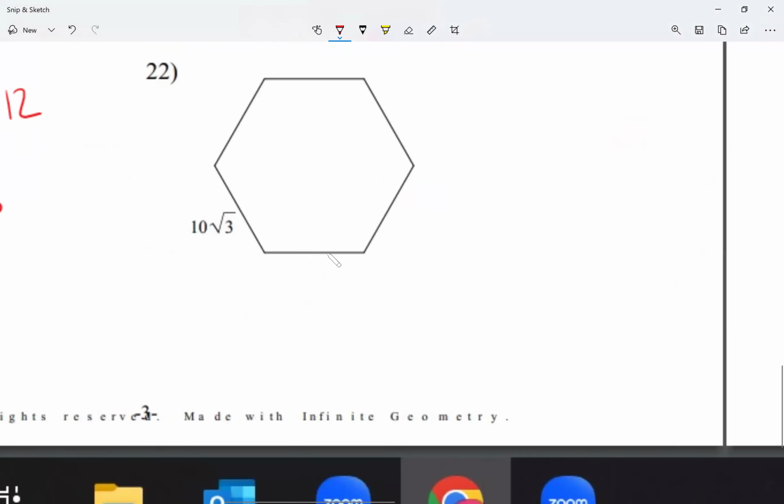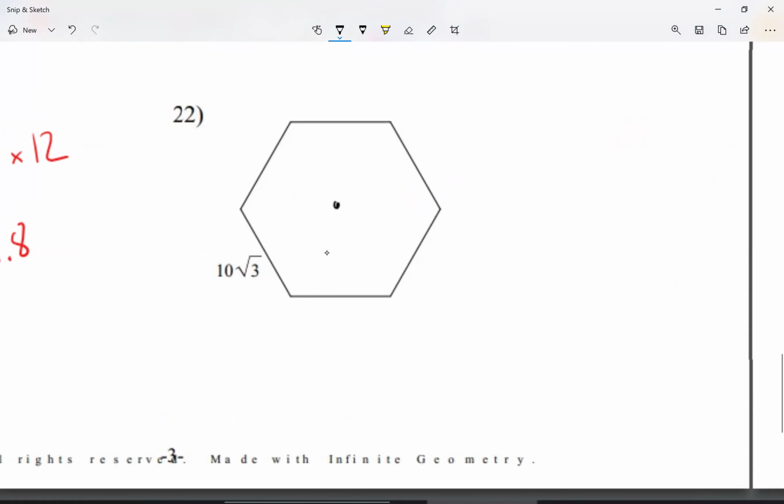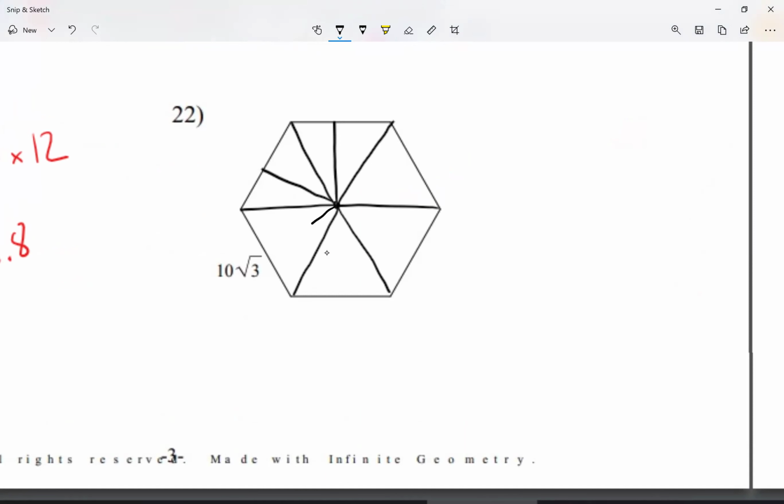Beautiful. Let's take a look at number 22. I'm going to do my center. Cut it to each of my corners, and each of my triangles, I cut it in half. And I'm going to be focusing on this triangle. And I'm going to say this side out here, it is 5 radical 3.